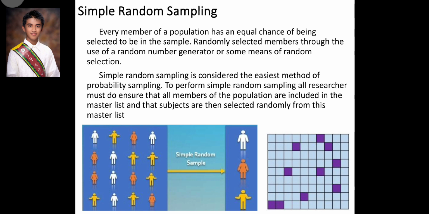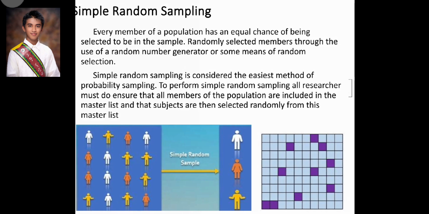So that is the simple random. It's just the easiest way. The researcher just randomly picks persons from a list. From that list, we use the number generator to select the respondents or our participants.